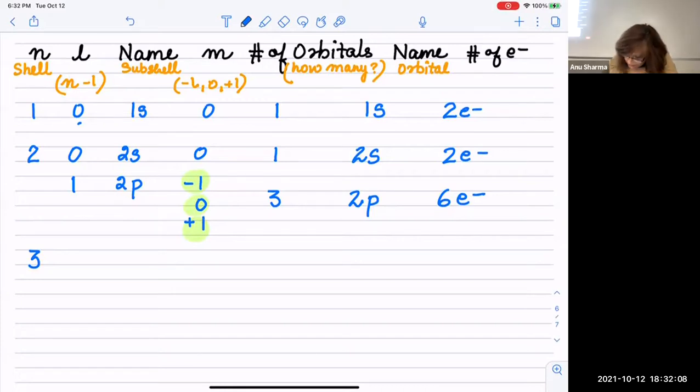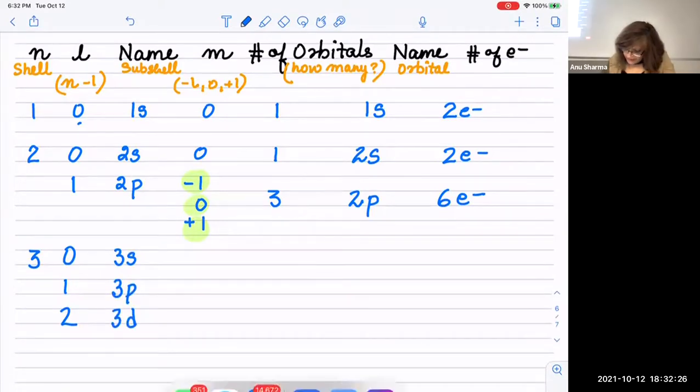Yeah, 0, 1, and 2. Okay, so if n is equal to 3, then these are the values. So what are their names? This is 3s, this is 3p, this is 3d.